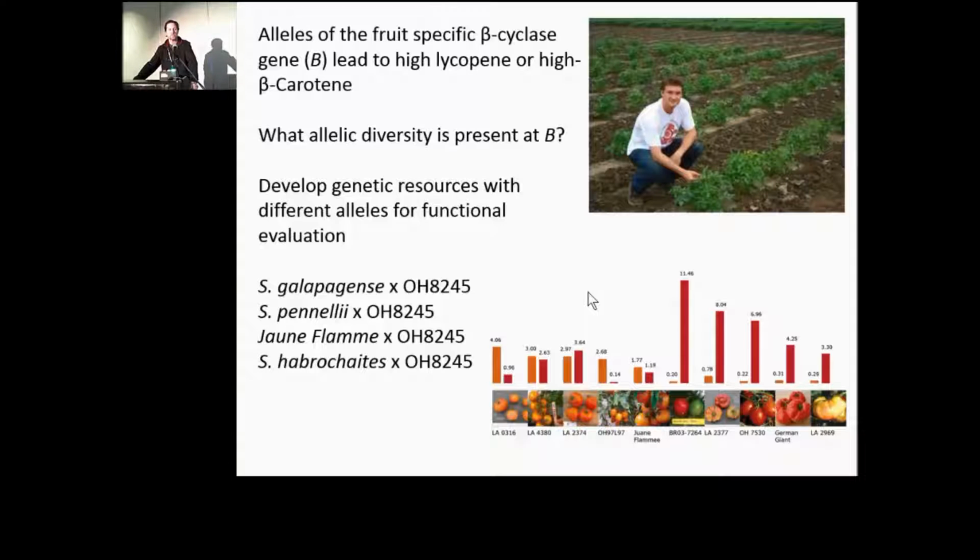And so Caleb's first question was to address what was the allelic diversity for this gene, which is known as beta. And then to develop genetic resources with different alleles for the functional evaluation. So the first thing that Caleb did is he went to seed catalogs, he went to National Plant Germplasm System, the Tomato Genetic Resource Center in Davis, and anything that had a color that might suggest it was high in beta-carotene, he requested. We have a cooperator, Steve Schwartz, on main campus, who's one of the world's best carotenoid chemists, so we use him to help us phenotypically evaluate this material.